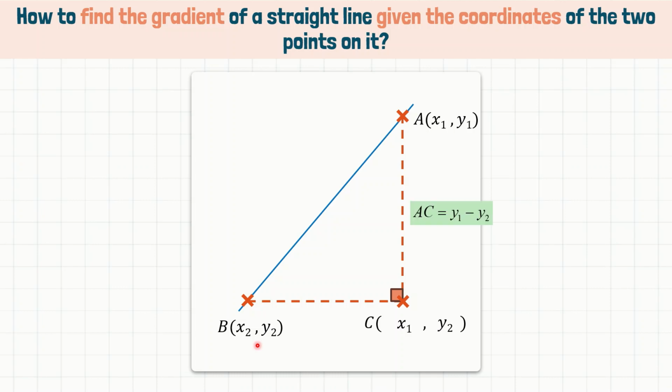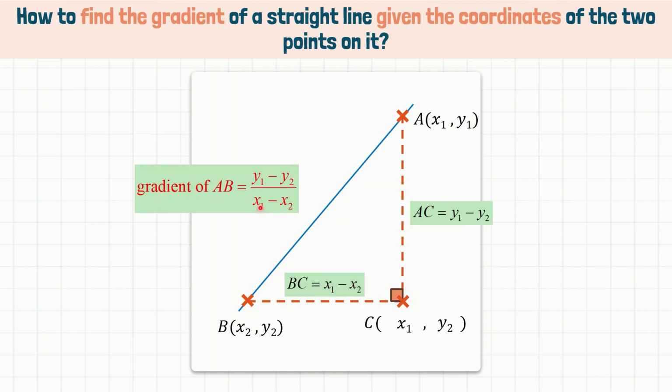The rise will be determined by taking y1 minus y2, and for the run, we make sure that it is corresponding. So because it is y1 over here, it must be x1 over here, so that when I form my gradient, I'm able to see that I have a corresponding pair x1, y1 that coincides with the coordinates of A, and x2, y2 coinciding with the coordinates of B.